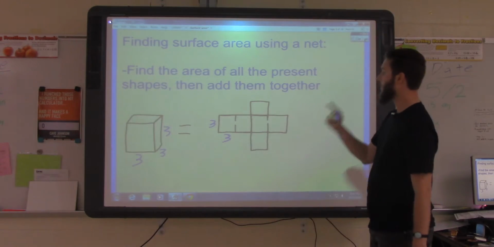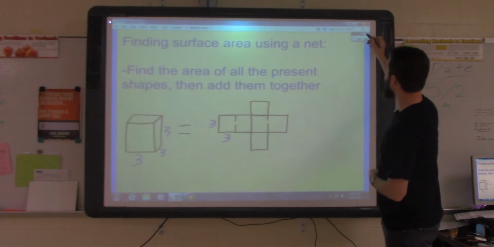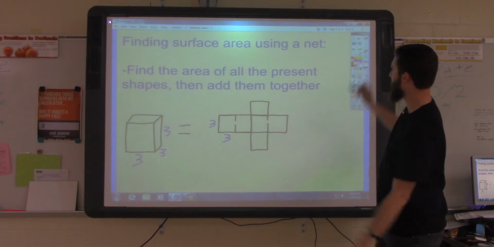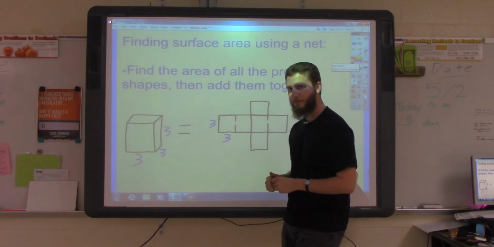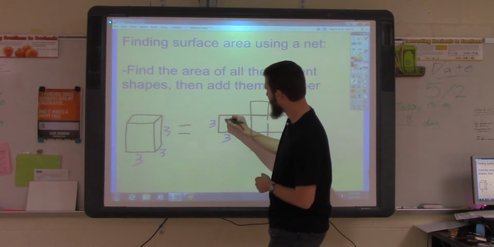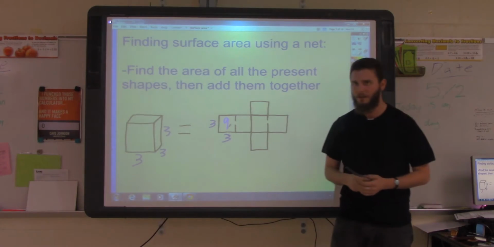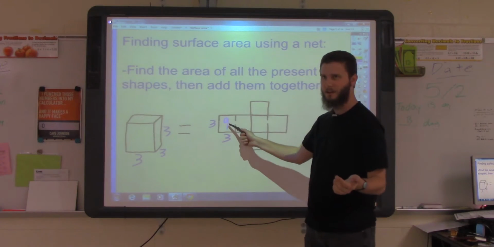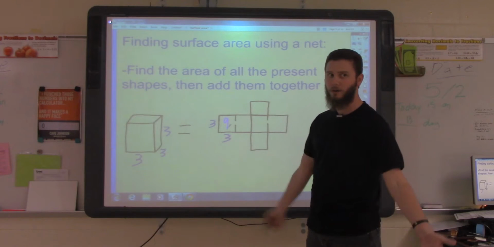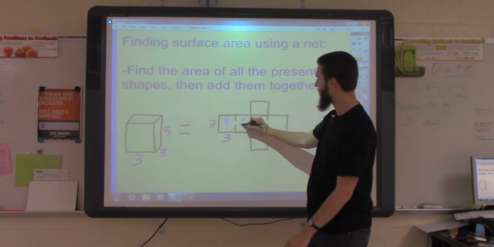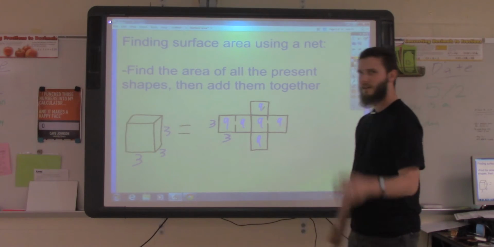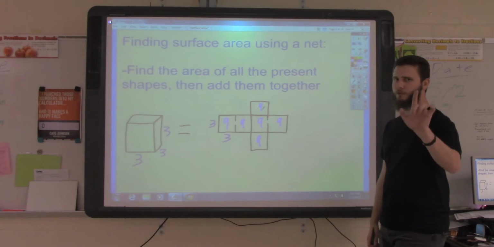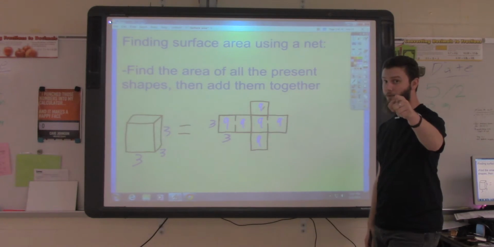All right? So, in order to find the area of just one of these boxes, all you have to do is do length times width. Just 3 by 3. And that's going to give me an area of about 9 units. Well, if that's going to be 9 units, and this is a perfect cube, all of the sides are going to be exactly the same. All of these sides are 9 units. There is a shortcut you can take, and this only works with cubes. Don't try this on any other prism.